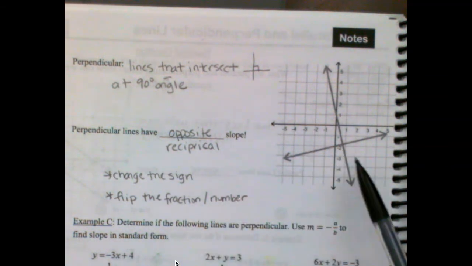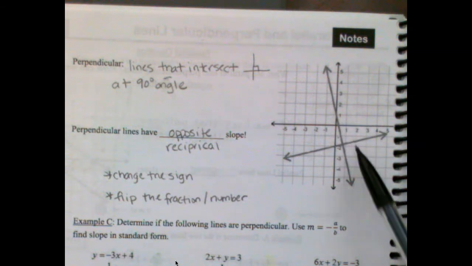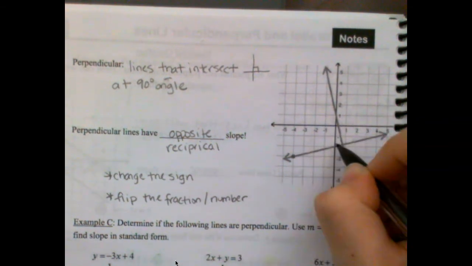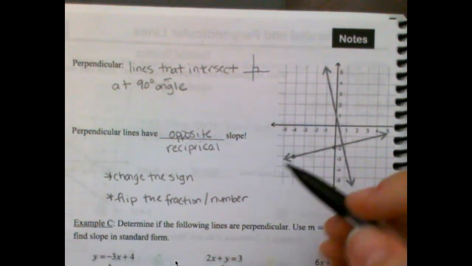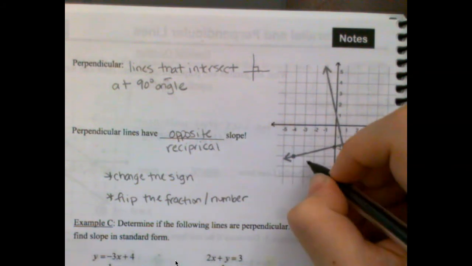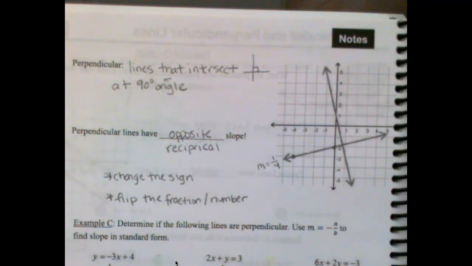So if I look at this graph right here, I've got two lines. They look perpendicular. They look like that's a 90-degree angle, but I'm not entirely sure. I need to calculate the slopes first. So for this line, I would say these are two of the points here. And that's going up 1 over 1, 2, 3, 4. So the slope of this line is 1/4. Okay, so that's one line.